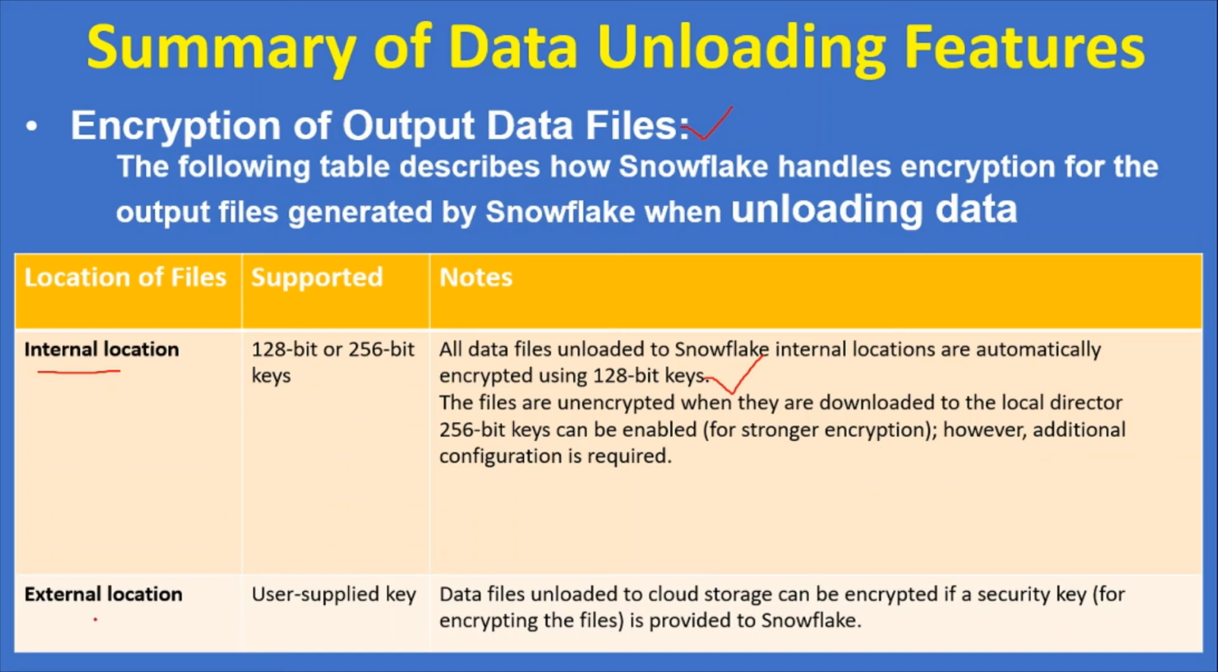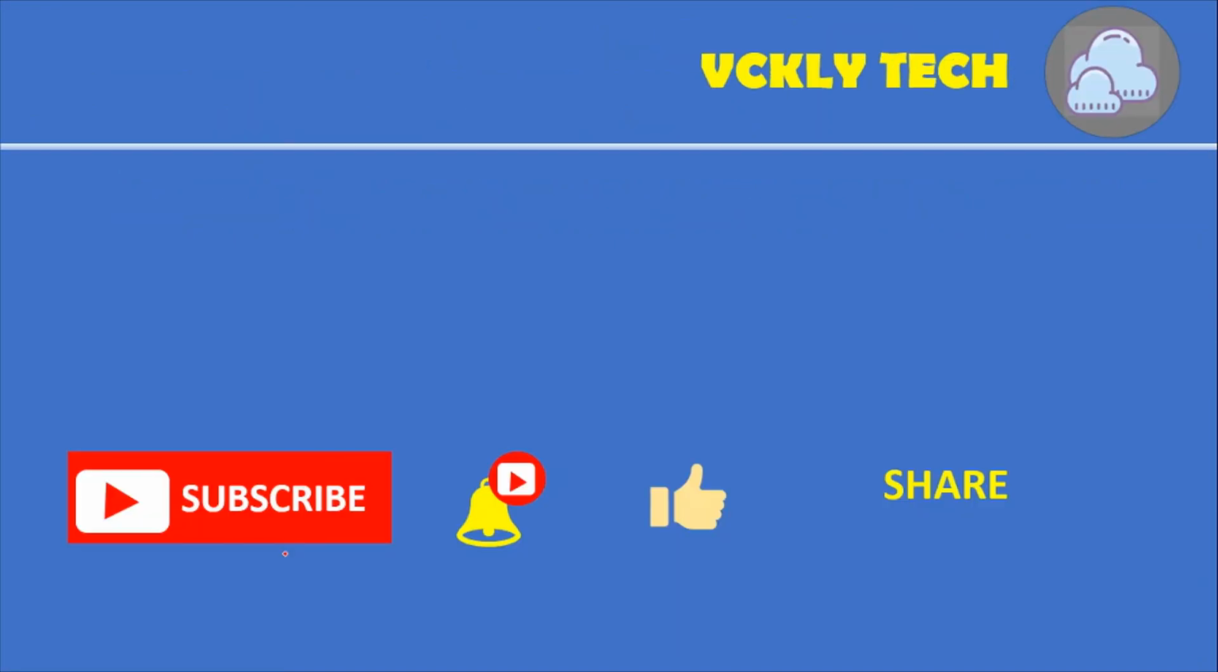And the external location. For an external location, you can use a user-supplied key or a Snowflake-supplied key. That is the option you have. Data files unloaded to the cloud storage can be encrypted if the security key for encrypting files is provided to Snowflake. So based on the external location, whatever type of keys they are providing, we can use them as part of unloading the data.